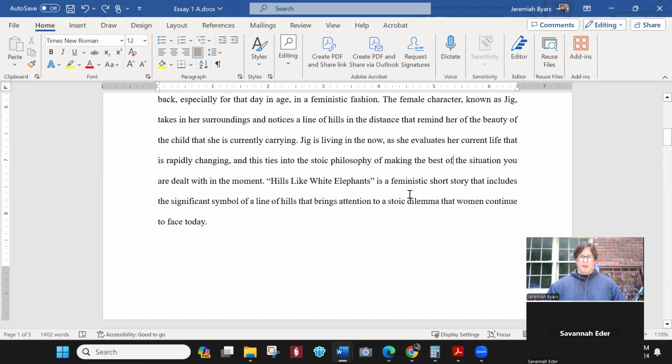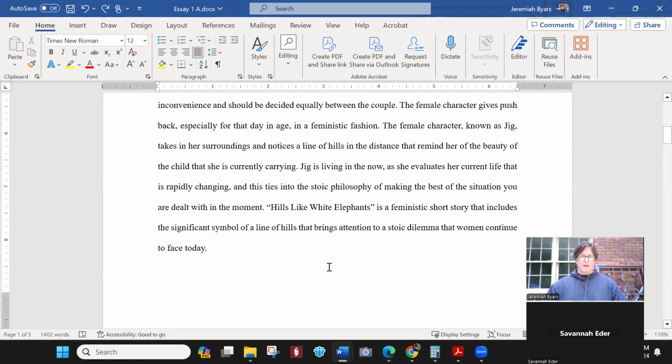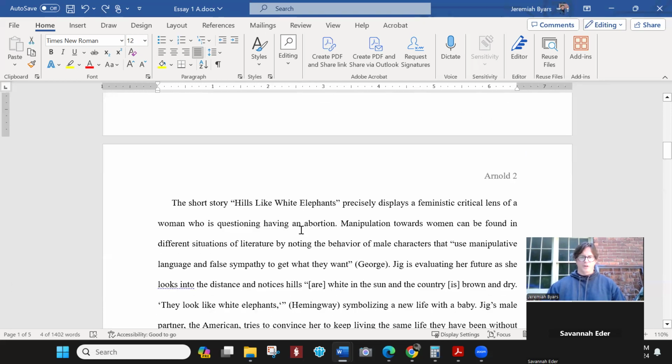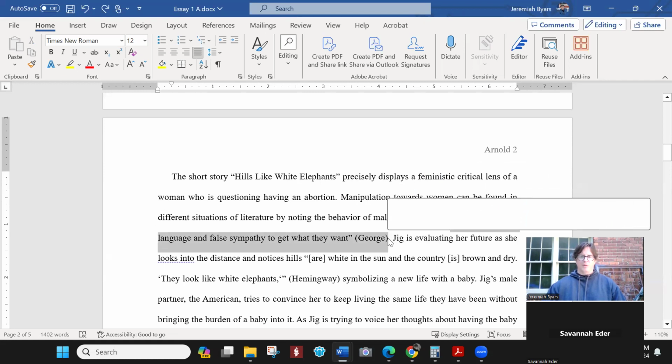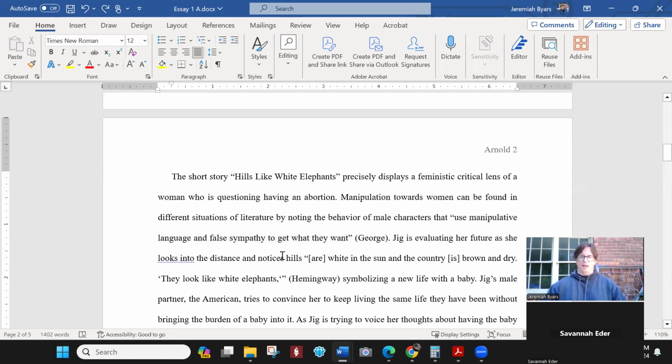Okay. So then we have it being focused on feminism. All right. Feminists right here. Okay. So that is good. All that's good. "The short story 'Hills Like White Elephants' precisely displays a feministic critical lens of a woman who is questioning having an abortion." All right. Here we have another quote. "Manipulation towards women can be found in different situations of literature by noting the behavior of male characters that use manipulative language and false sympathy to get what they want." George, period. All right. Very good.